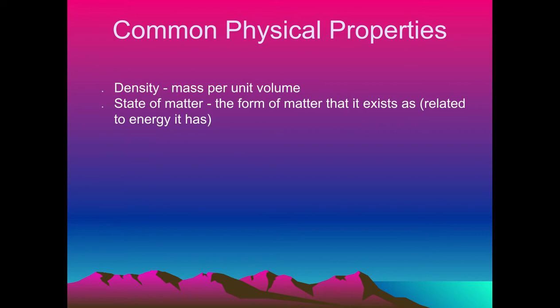So if I had a chunk of gold in this room, and I had a glass of water in this room, you could use the state of matter to describe the differences. Obviously, a chunk of gold is a solid at room temperature, and a glass of water is a liquid at room temperature. So state of matter. These two you've heard of.